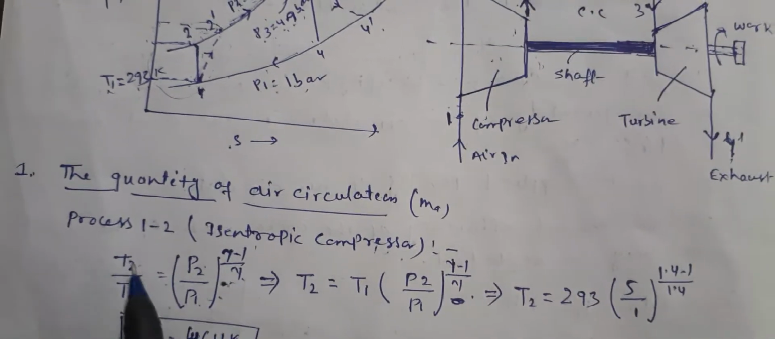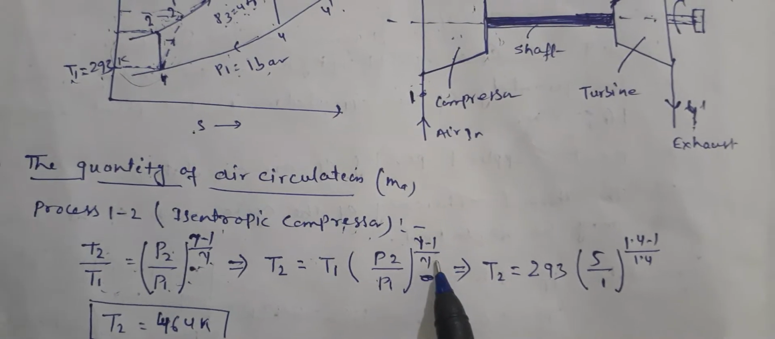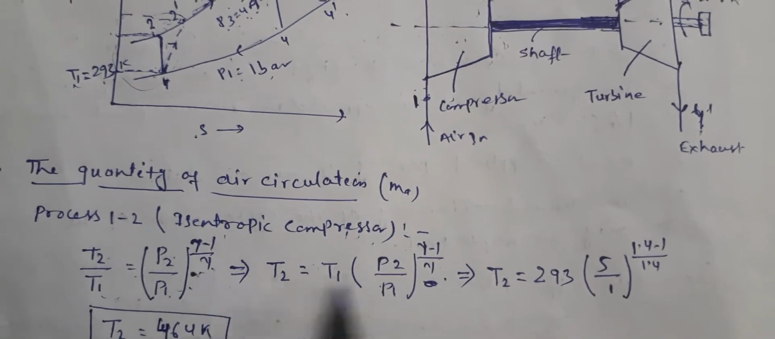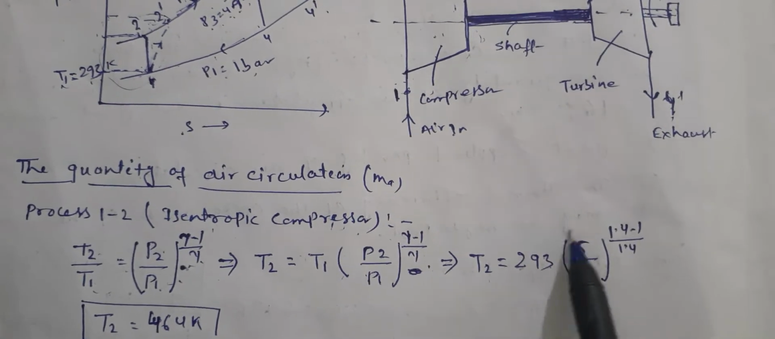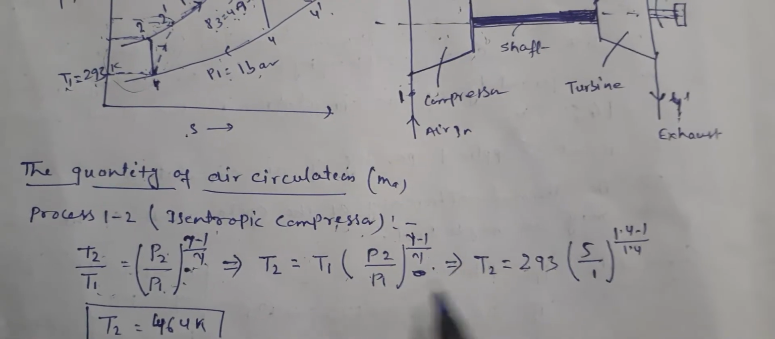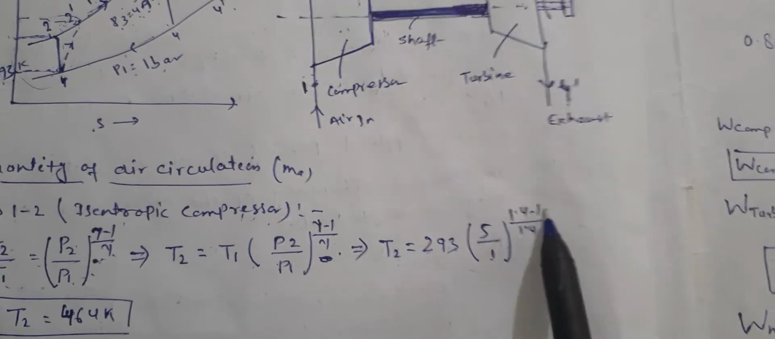By cross multiplication, T2 is equal to T1 times P2 by P1 under bracket to the power gamma minus 1 by gamma. All the values are given, so substitute them in this equation. T2 is equal to T1, that is 293, into P2 5 bar over P1 1 bar, to the power of gamma value 1.4, 1.4 minus 1 over 1.4.